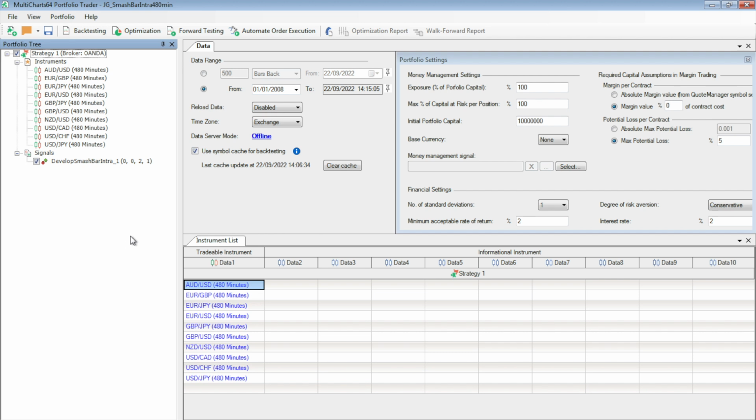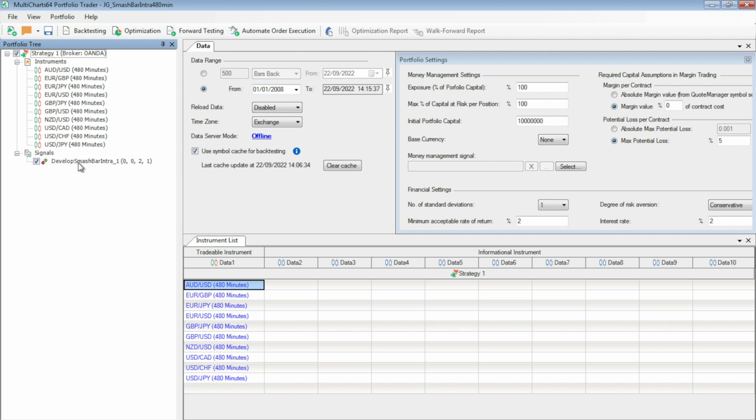And this is what multi-charts portfolio trader looks like. This is just one of the portfolios which I've created. I've actually created 4, and for each portfolio I've got a different time frame. So as you can see at the moment in the instruments list, these are all the Forex pairs, and they're all running on the 480 minute or 8-hour time frame at the moment.